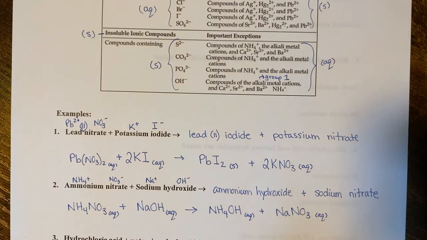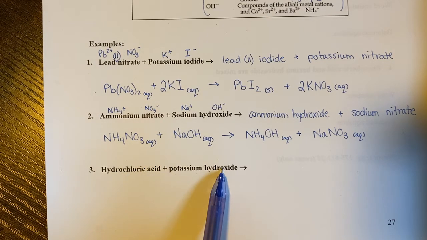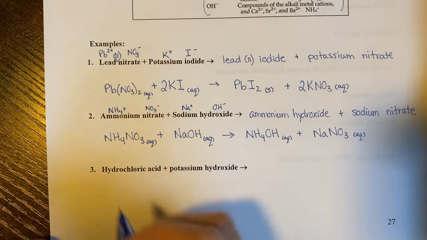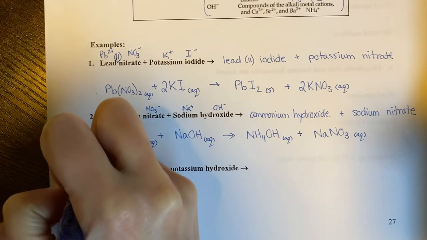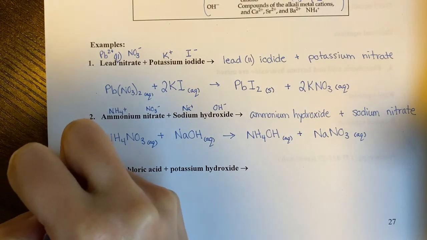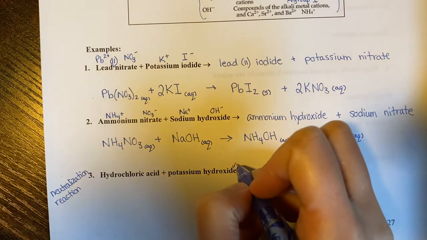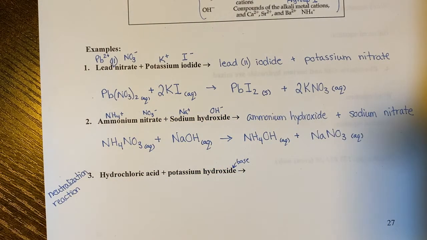We have one final reaction. We're looking at hydrochloric acid reacting with potassium hydroxide. This is a little bit of a special case. When you have an acid reacting with a base, it's called a neutralization reaction. Okay, so here's the acid. This is a base because it contains a metal and hydroxide. But regardless of the fact that it's specifically a neutralization reaction, it still follows the same double displacement rules.